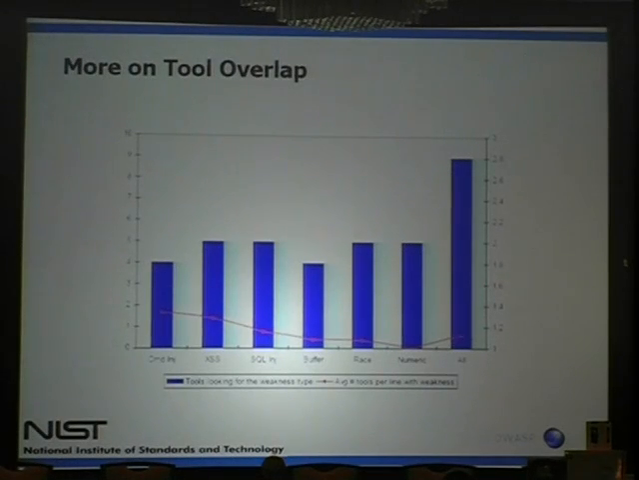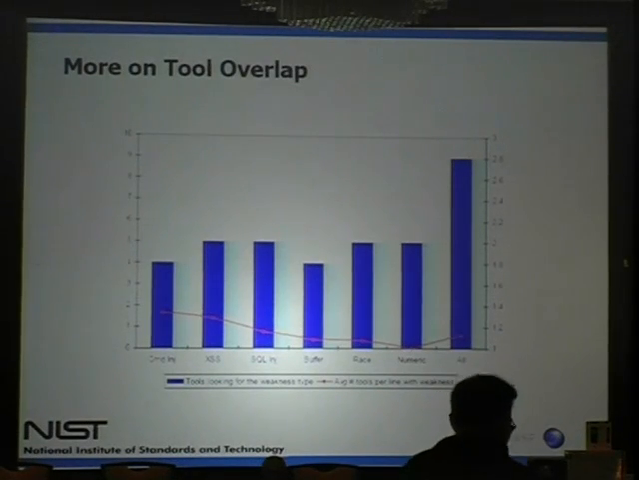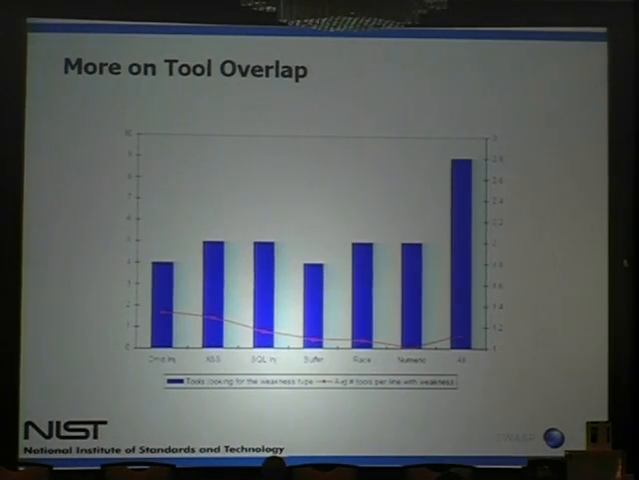Now, a different way to look at the tool overlap. Here we look, first of all, for certain weakness types, at the number of tools that look for this weakness, and then the average number of tools that report a line with the weakness.